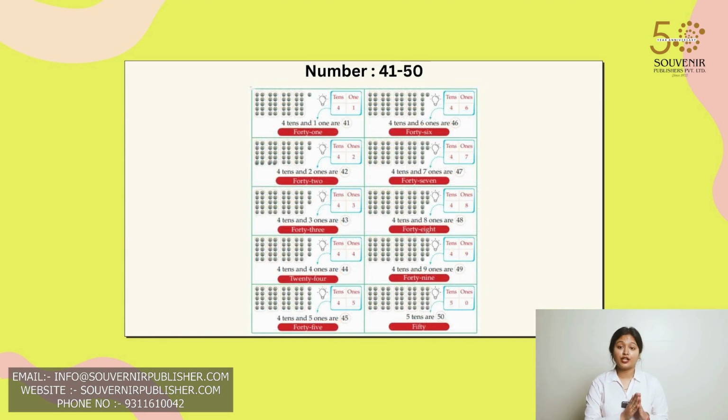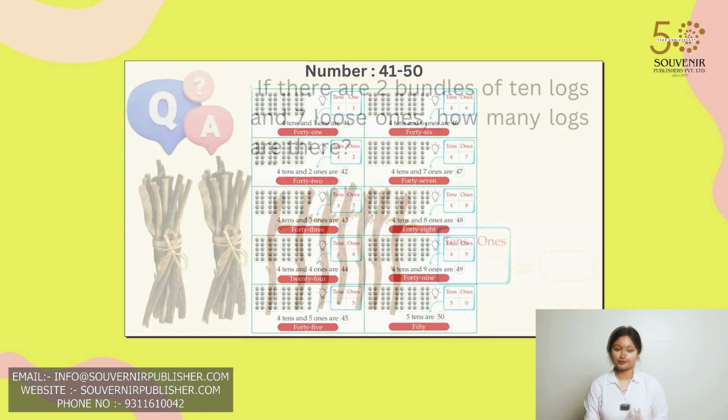Now let's see numbers 41 up to 50. We have 41. How are we going to show 41? If we have 4 tens and 1 one, it will make 41. And if we have 4 tens and 2 ones, it will make 42. Similarly, we can go up to 49. And for 50, we are going to have 5 tens. That's it. Now let's move forward.